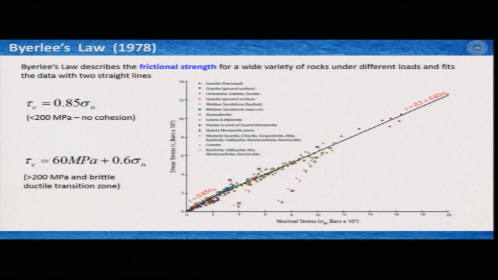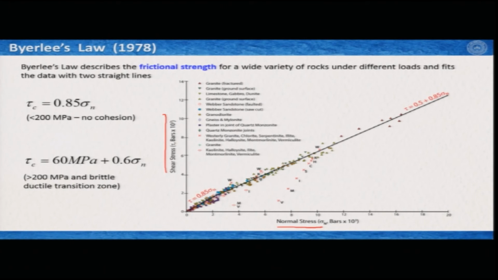What we can figure out from this slide is a very famous plot from Byerlee, and this is known as Byerlee's law. Byerlee's law describes the frictional strength for a wide variety of rocks under different loads, and he tried to fit the data with two straight lines. So, how does it work? He deformed the rocks and measured the shear stress at different confinements. These are your normal stresses, the confinements, and then from the stress-strain curve he obtained the peak stress.